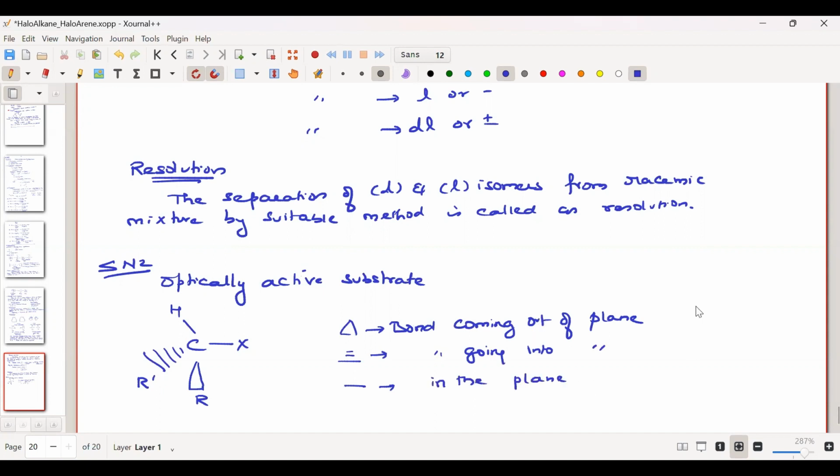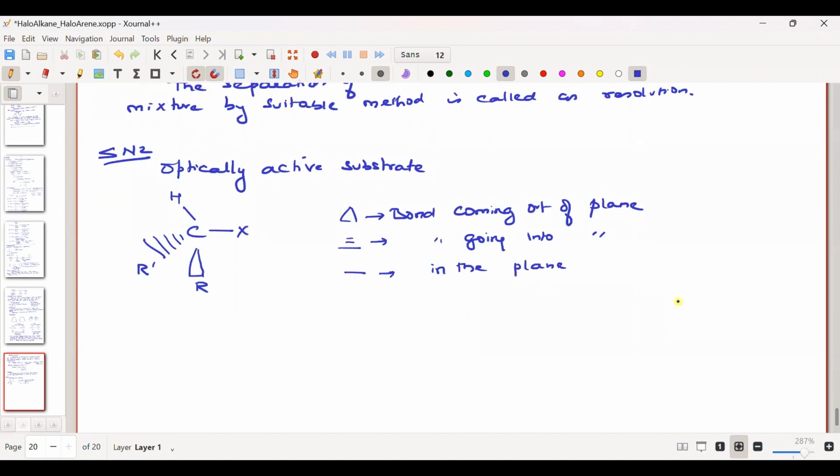Now I have taken that substrate, C H X, with R and R dash. I am treating this with some nucleophile. We already know this has some negative charge and this has some positive. The nucleophile will try to replace this X. That is nucleophilic substitution. If it tries to go here and replace X, the problem is that this is another negative, so it is going to repel.